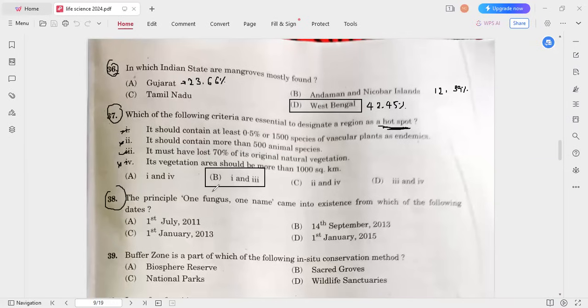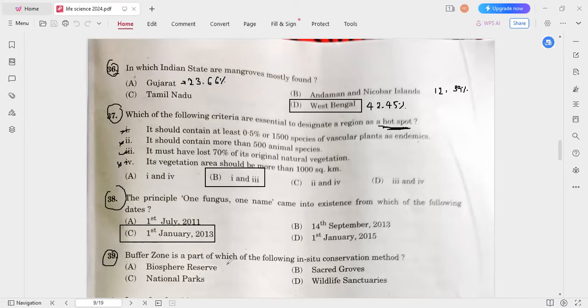The principle one fungus, one name came into existence from which of the following dates? So usually the principle of one fungus and one name came into existence after 1st January 2030. That is option C is the correct answer for question number 38. Okay, so now move on to the next question, that is question number 39.